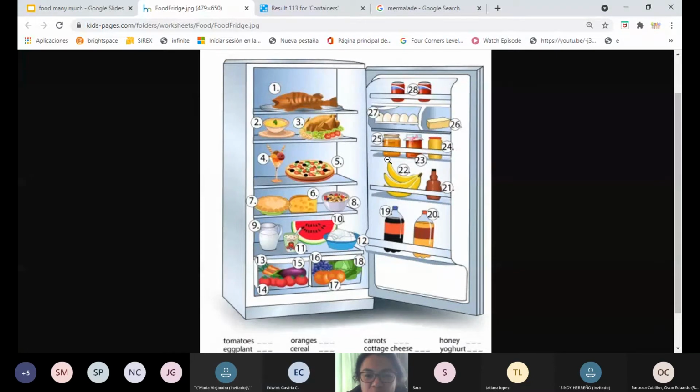And how about this one, guys? What's 22, guys? Bananas, that's right. Are we going to use how many or how much? How many. How many bananas are there? Are there, because it's plural. So, Gabriela, how many bananas are there? Gabriela, how many bananas are there? Hello?